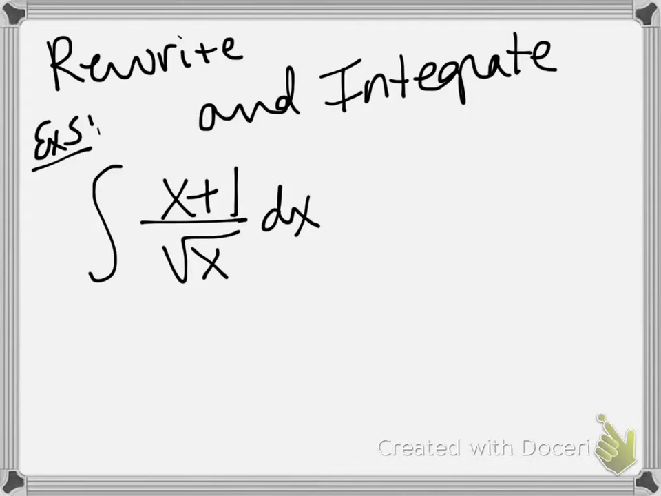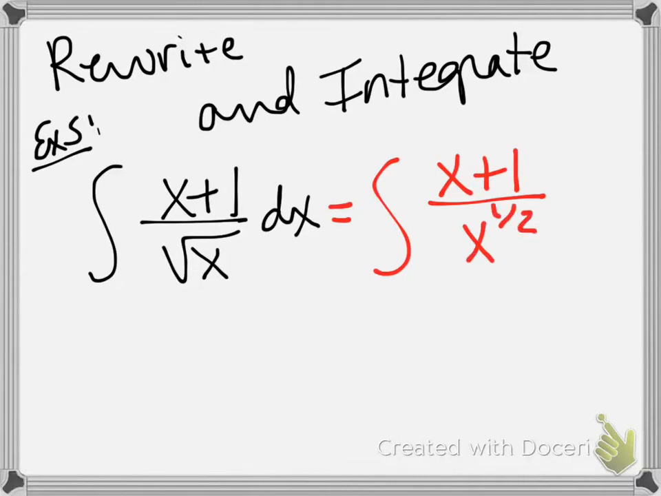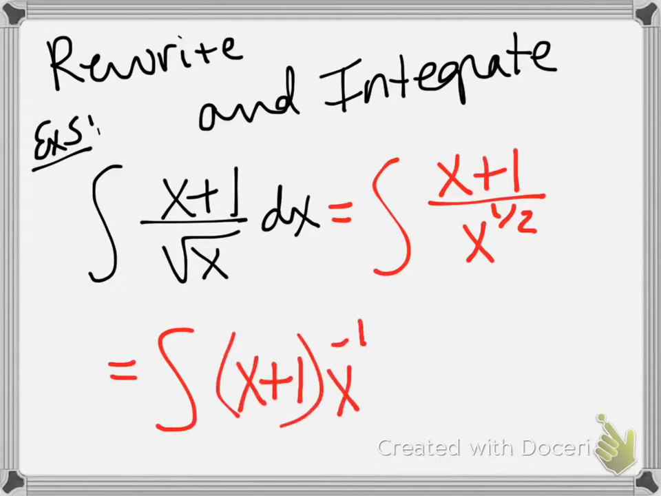Okay, as I've said before, when you integrate, almost every time you're going to rewrite it so that you can integrate it. There is no product rule, there is no quotient rule, there is no chain rule. Some people love that, but if there's not a rule, there's not always an easy way to break it down. So we're going to start by rewriting it. I'm going to write this as x plus 1 divided by x to the 1/2 power. And actually I can go an extra step and write that as x plus 1 times x to the negative 1/2 power.